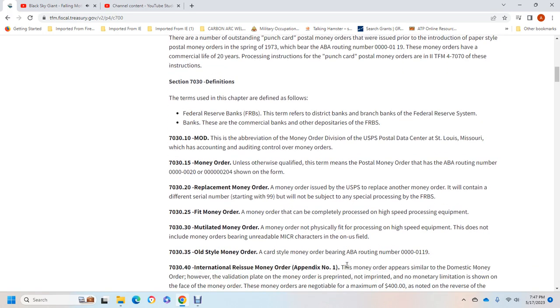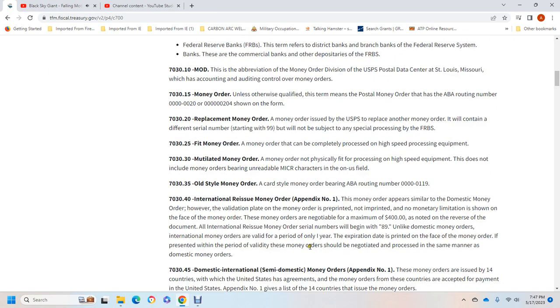Replacement money orders will not be subject to any special processing by the Federal Reserve Bank. Fit money order: a money order that can be processed with high-speed processing equipment. Mutilated money order: a money order that cannot be physically processed with high-speed equipment, which does not include money orders bearing unreadable MICR characters in the US field. Old style money order: the card style money order not bearing the ABA routing number. The international reissue money order is similar to the domestic money order; however, the validation is pre-printed with non-monetary limitations shown on the face of the money order.